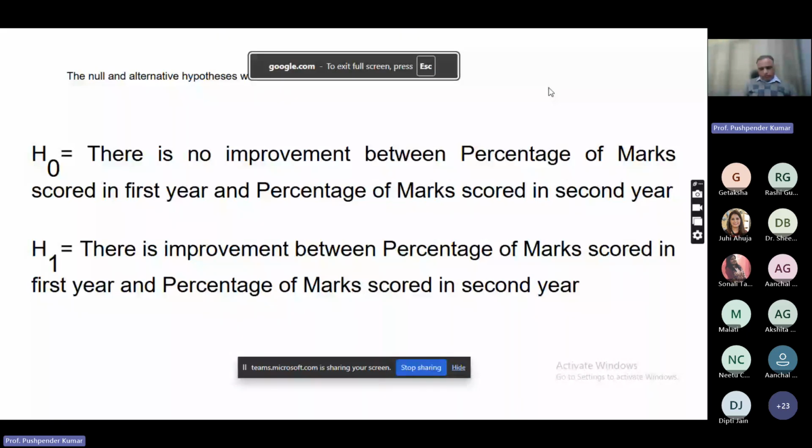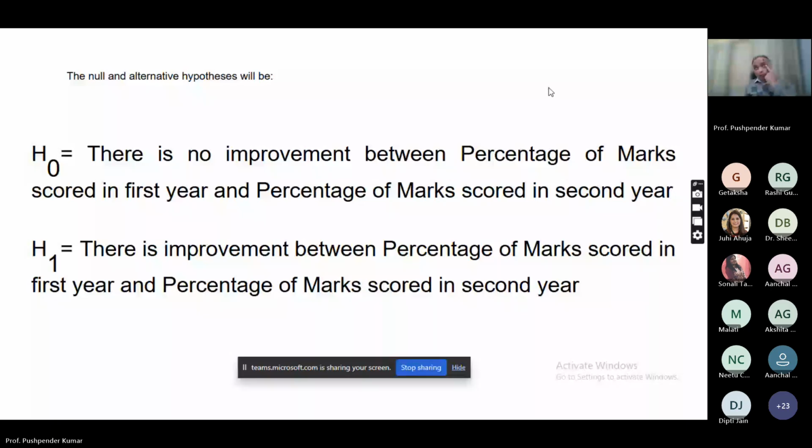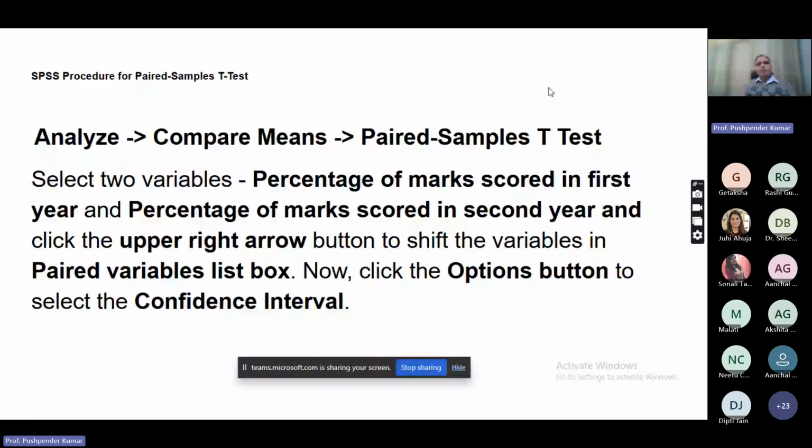Now see, on the basis of our hypothesis concept, we want to check: is there any improvement between the percentage of marks in the first year and in the second year? Is there any improvement? We want to check. And complementary to this, the null would be no improvement. So null means no change. Let us see whether there is any improvement or not. Which test are we using? The paired t-test. So here: Analyze, Compare Means, Paired-Samples T Test.